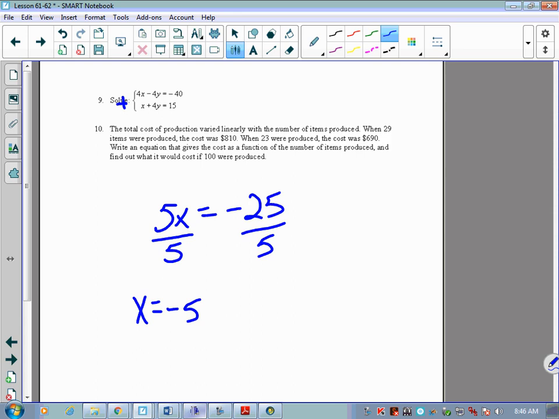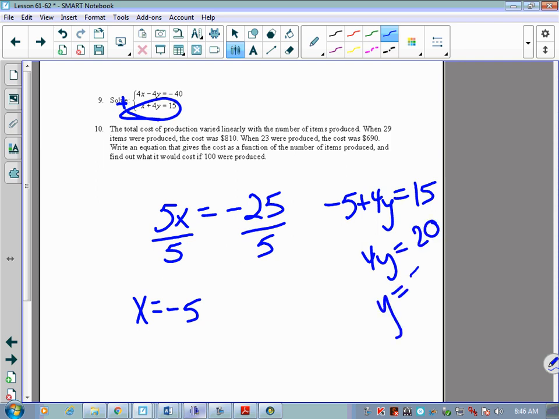What do I do once I have x equals negative 5? Plug it back into one of these. I probably plug it into the easier of the 2. So we got negative 5 plus 4y equals 15. Add 5 to the other side. You got 4y equals 20. What's y equal? 5. So your coordinates there are negative 5 and 5. Okay, easy enough to do.